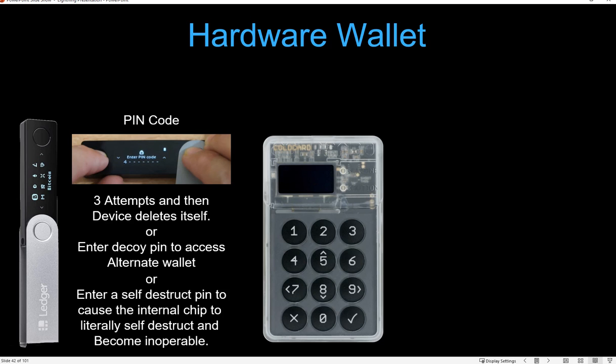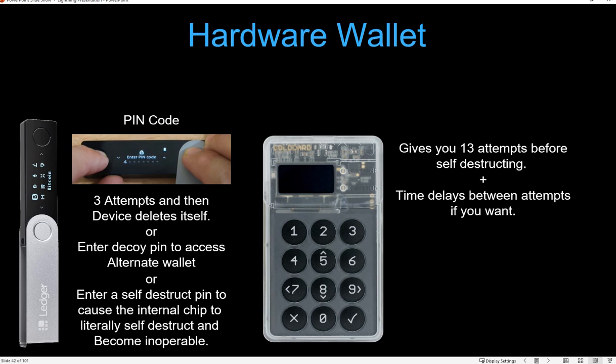Or you can have a self-destruct PIN. The Coldcard has a PIN that you enter once and it will self-destruct. Now, it doesn't do it Mission Impossible style where there's smoke or something coming out, but it literally self-destructs and becomes inoperable. Also, it gives you more attempts. It gives you 13, but that's all you get. After you get all those attempts wrong, it self-destructs. It does not reset. So with a Coldcard, if you forget the PIN code, just forget about it. You've got to buy a new one and start over. You can do time delays between attempts.